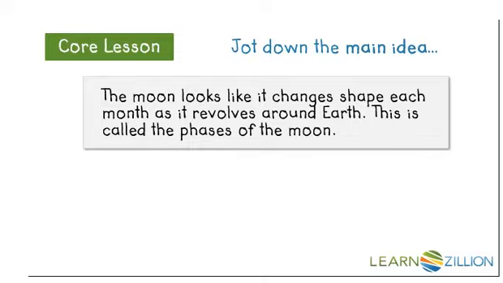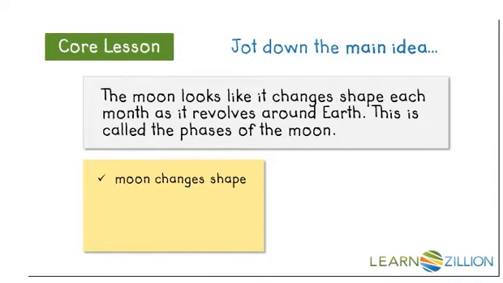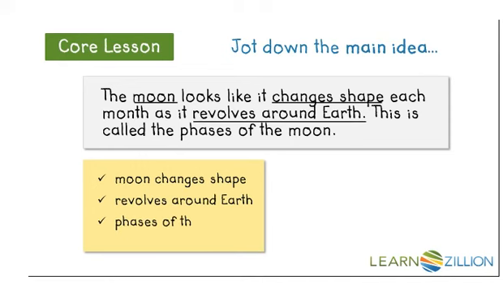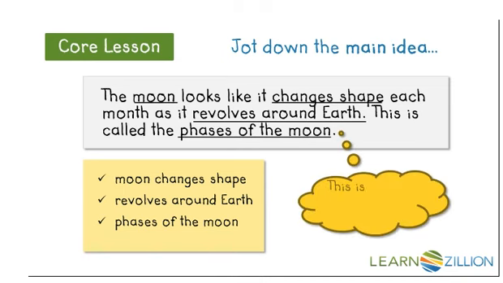Now I'm going to double check that I included the most important key details. I mentioned the moon changes shape. I wrote that the moon revolves around Earth. And I included the term phases of the moon. Yes, this is what that section was mostly about.